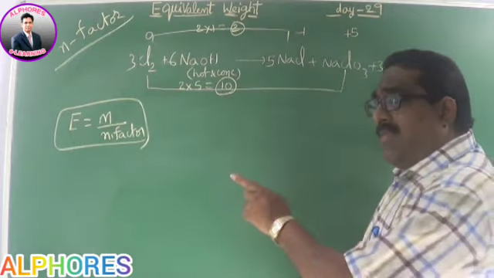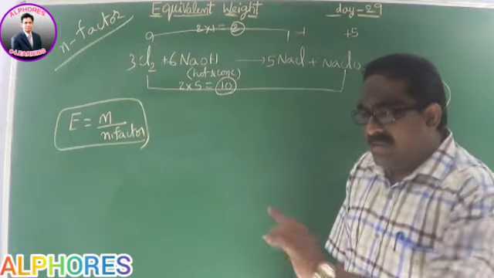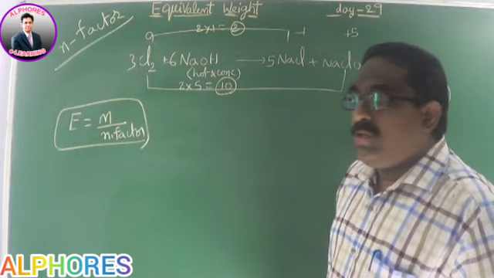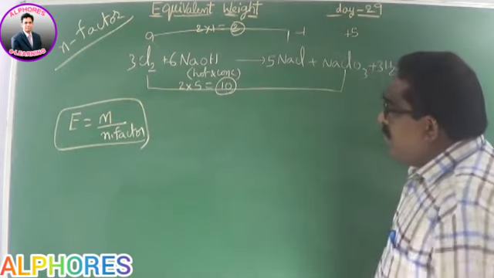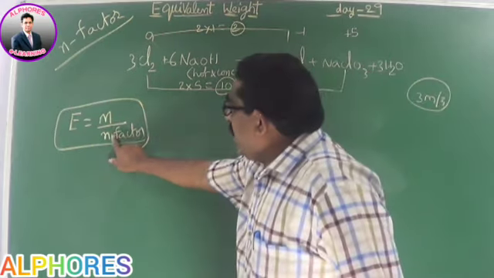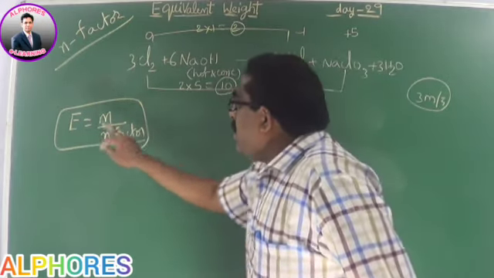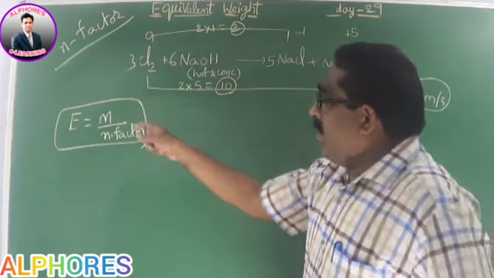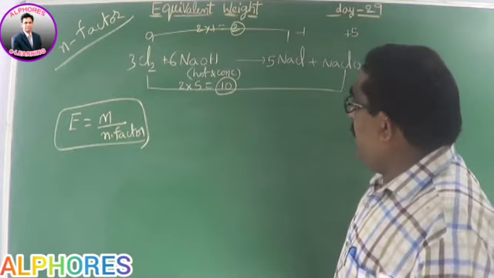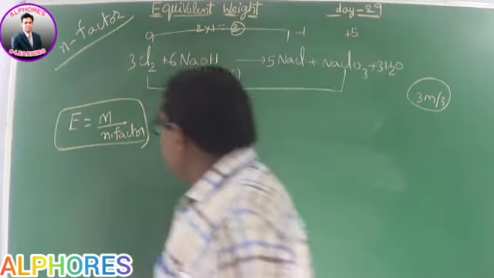And that n factor is nothing but the number of electrons gained by an oxidant. So you can generalize now with n factor, how the equivalent mass and molar mass are related, like this: equivalent mass is equal to molar mass divided by n factor. Okay.